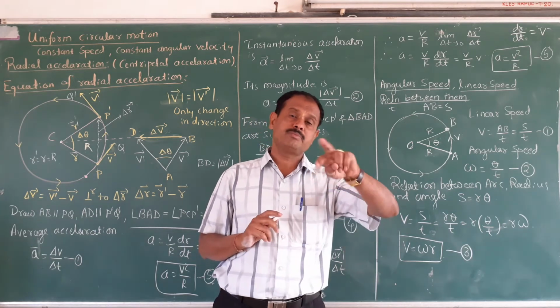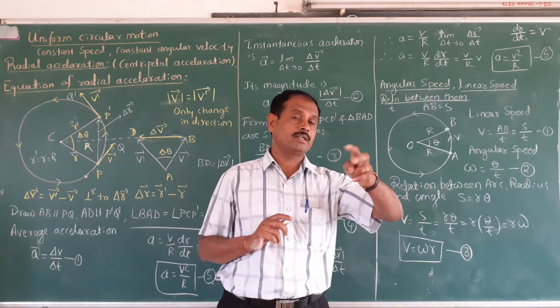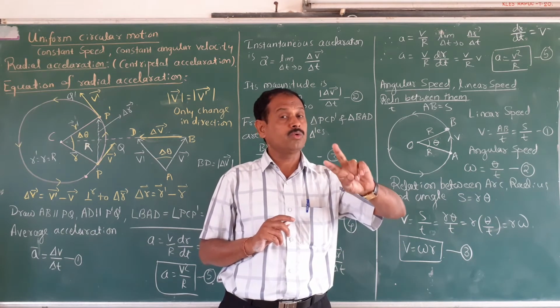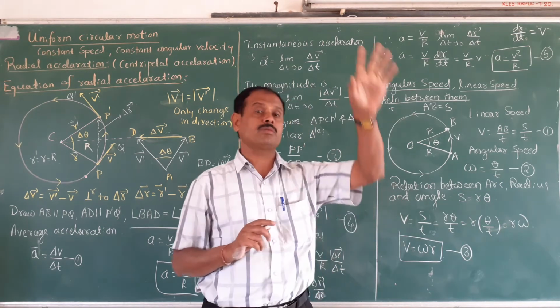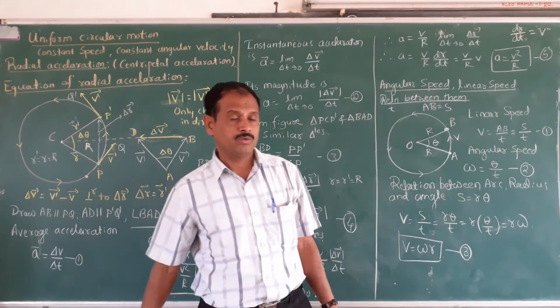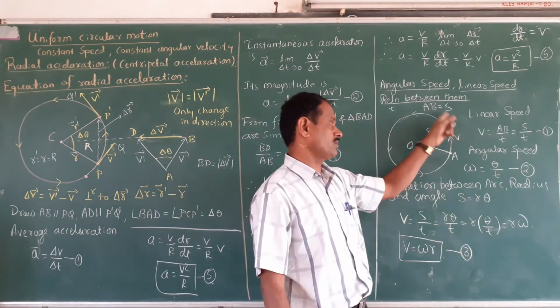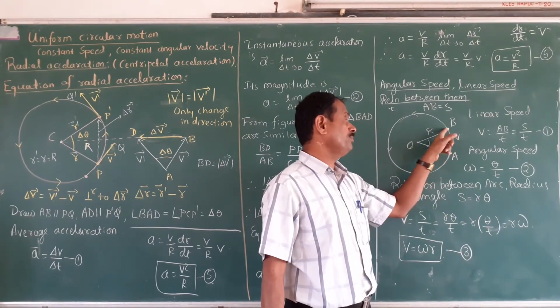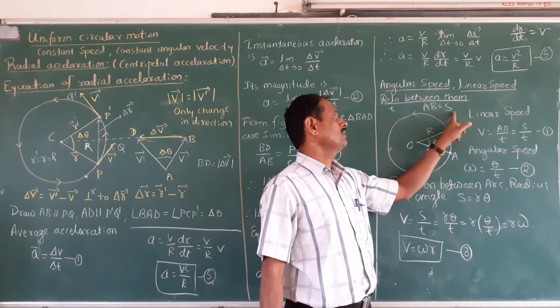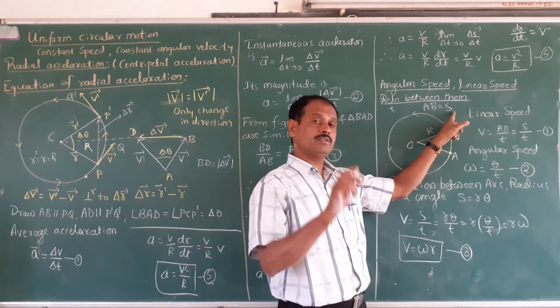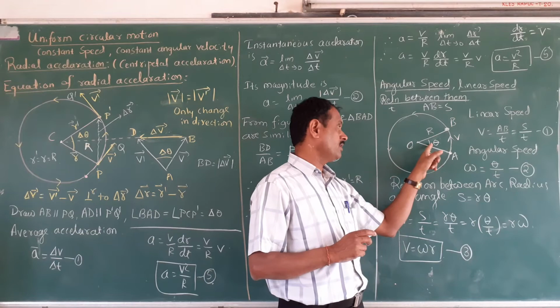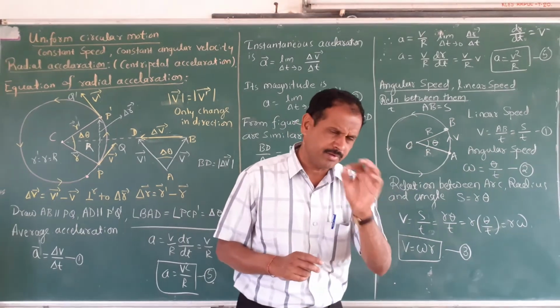Two types of displacement are covered by the particle at the same time only in uniform circular motion. When it moves from A to B, it covers the linear displacement, and also it covers the angular displacement simultaneously.